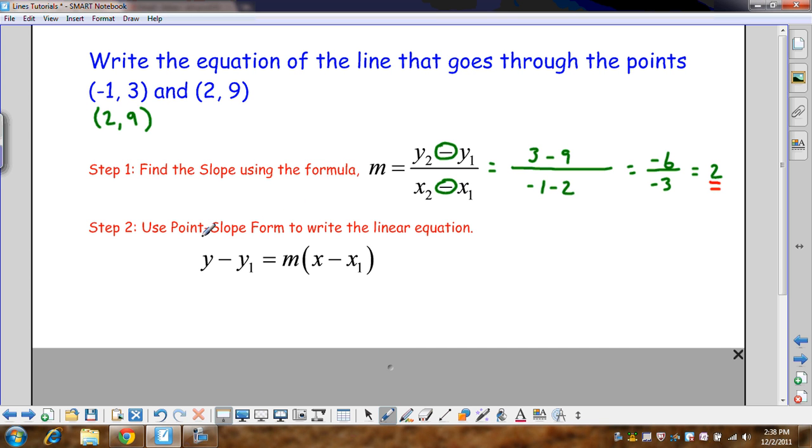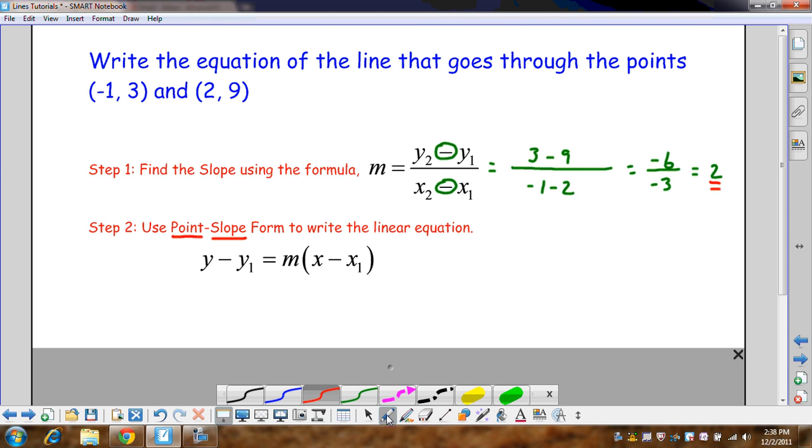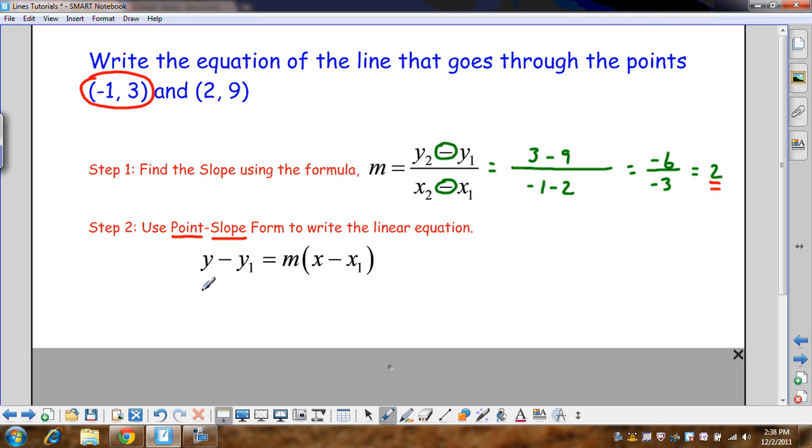Now, once I know the slope, I'm going to go into point-slope form. For point-slope form, I need to know 2 things: I need to know the slope, and I need to know one of the points. Well, in this case, I do know the slope, and in fact I know 2 of the points. So we need to make a decision. We either want to use the point -1, 3 or the point 2, 9, but it does not matter which point we choose to use.